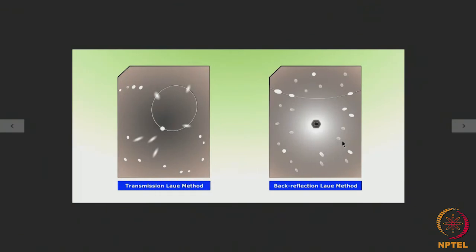Now, these are the type of diffraction spots that are obtained in case of the transmission Laue method and the back reflection Laue method. It is quite clear that in the transmission Laue method, the spots that are produced on the film can be joined together in the form of ellipses. On the other hand, when we look at the back reflection Laue method, the diffraction spots formed on this film can be joined together by hyperbolas.